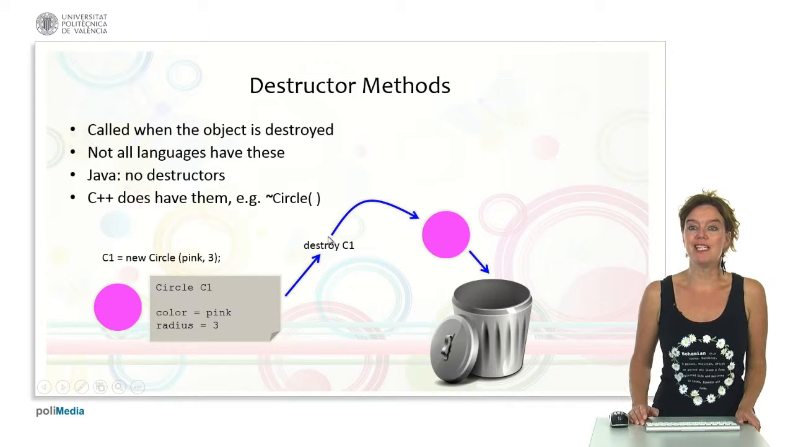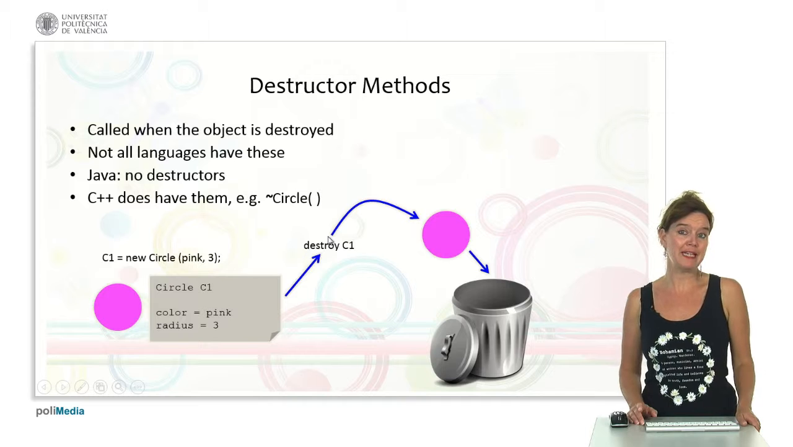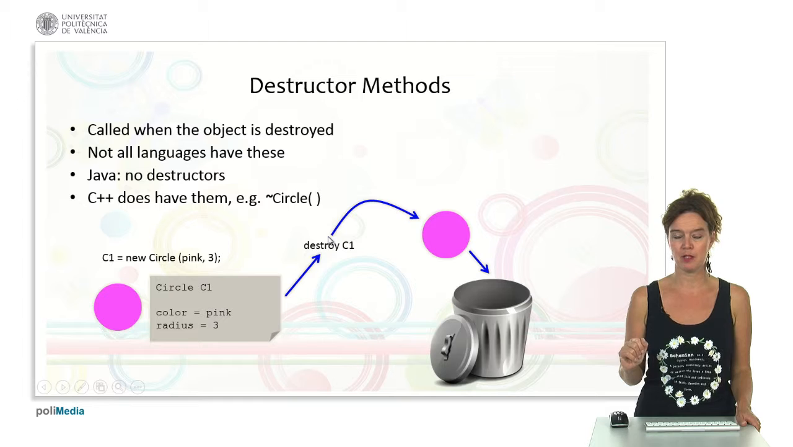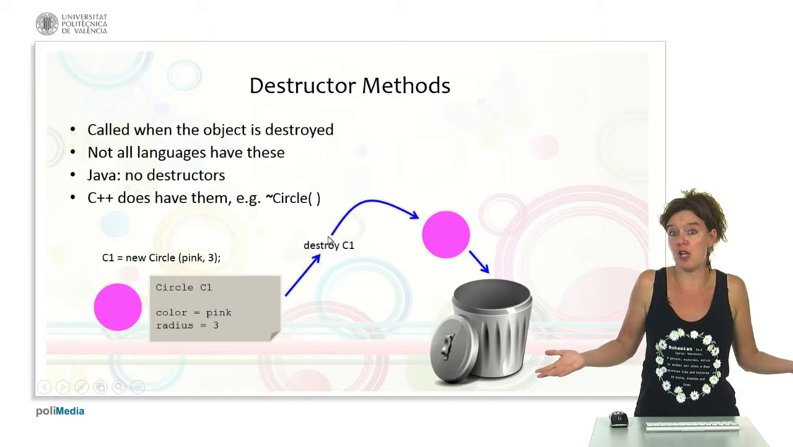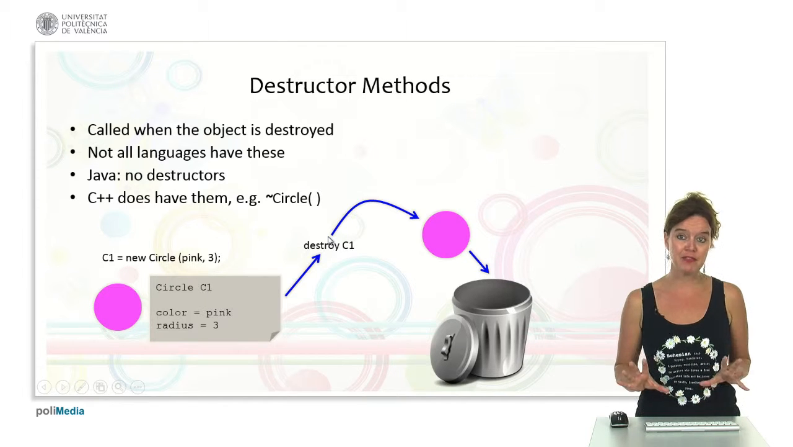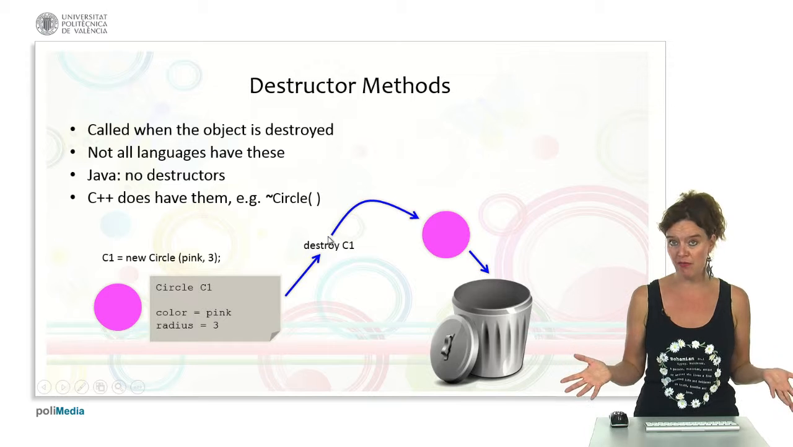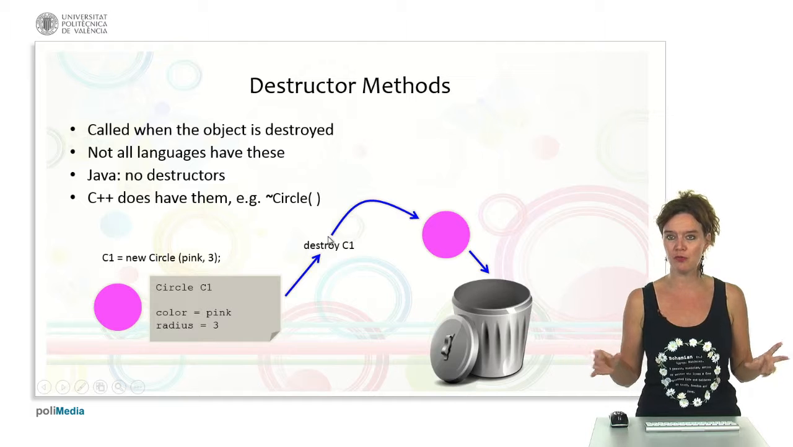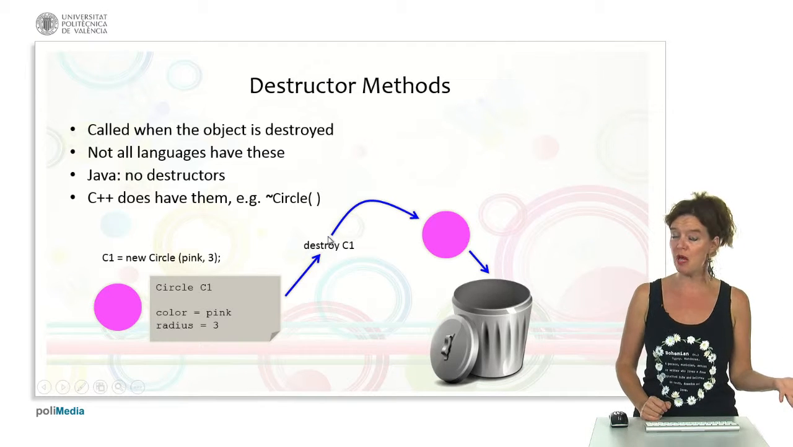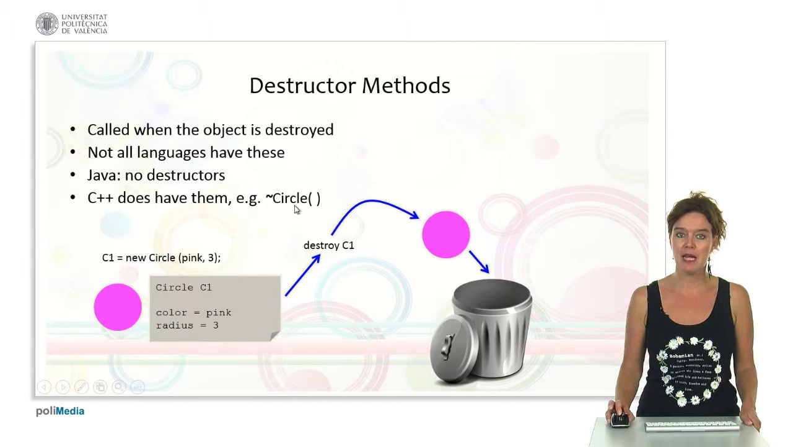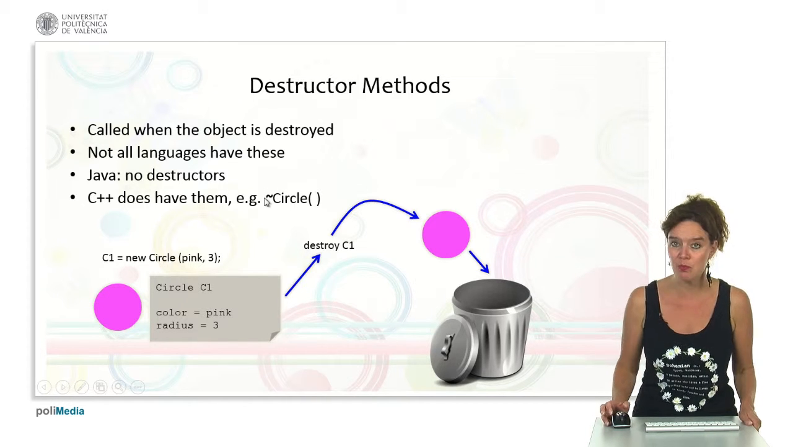Then we have also destructor methods, and as the name already implies, these are methods you use to destroy an object. You just throw it in a bin because, for example, you don't need it anymore. Not all object-oriented programming languages have methods for that. For example, the language Java doesn't have destructor methods because it takes care of all this garbage collection for you automatically. But C++, for example, does have it, and the way it's being indicated is by the name of the class, but with a tilde in front, such that you know that you don't want to create one, but you want to destruct one.